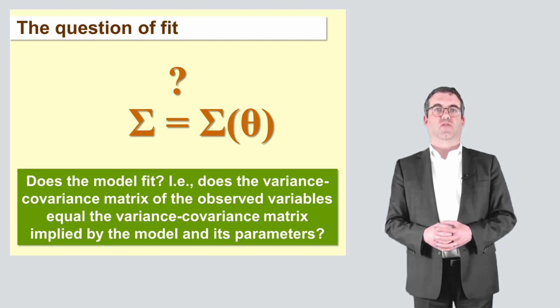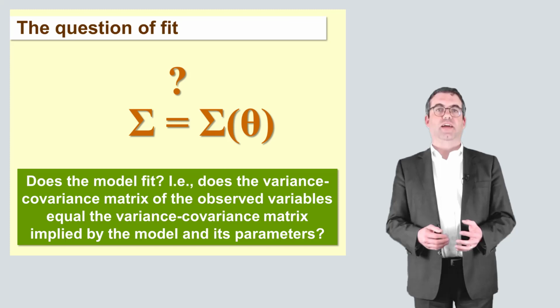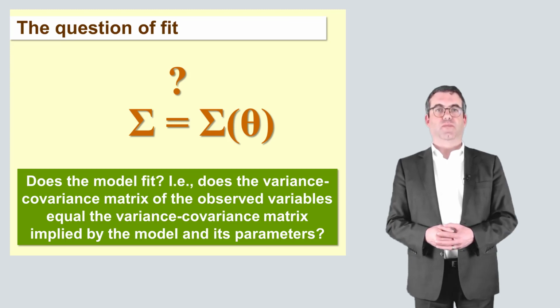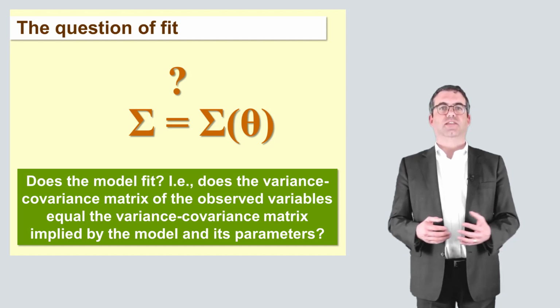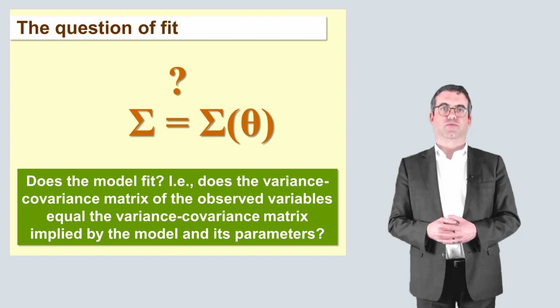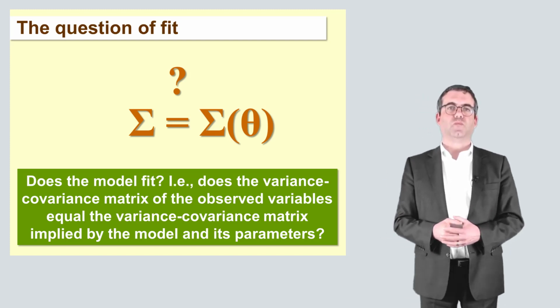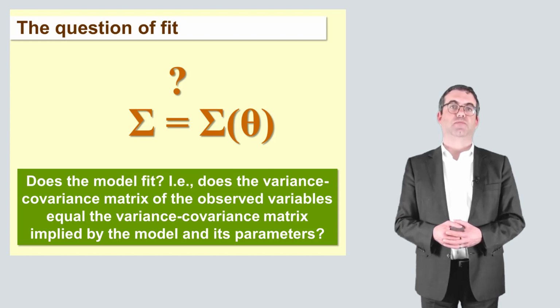Does the variance-covariance matrix of the observed variables equal the implied variance-covariance matrix? The implied variance-covariance matrix, sigma of theta, is that variance-covariance matrix that we would expect if the world functioned according to our model. Theta is the set of all model parameters. That means the lambdas, the psis, the w's, and the b's.